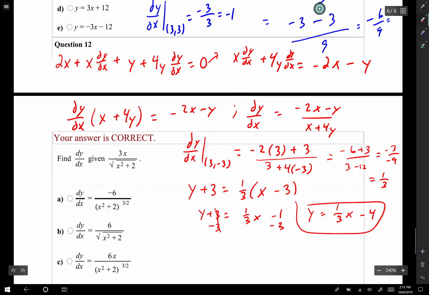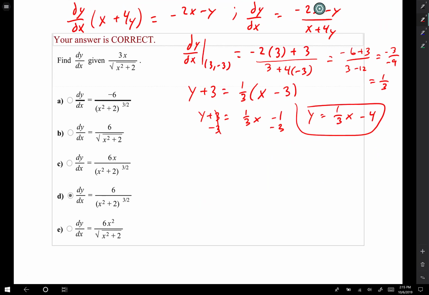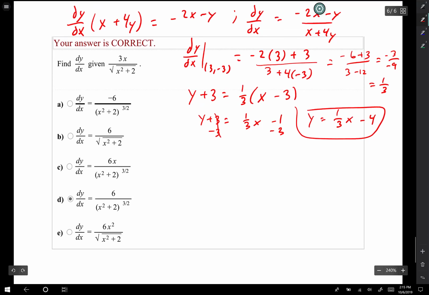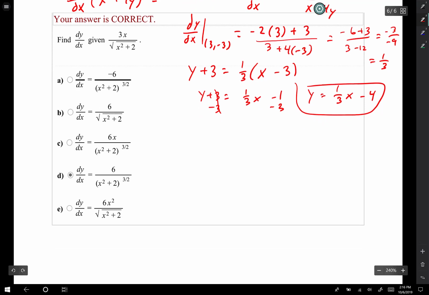All right, let's do question 12. I believe this is the last one. Yeah, we got plenty of space down there. It says find the derivative of this function, and it looks like we have a quotient. So let's go right into it. I'm going to use blue, guys, to differentiate from this top half right here. So I'm going to write bottom. So bottom is square root of x squared plus 2 times derivative of the top, 3, minus top, 3x, times derivative of the bottom.